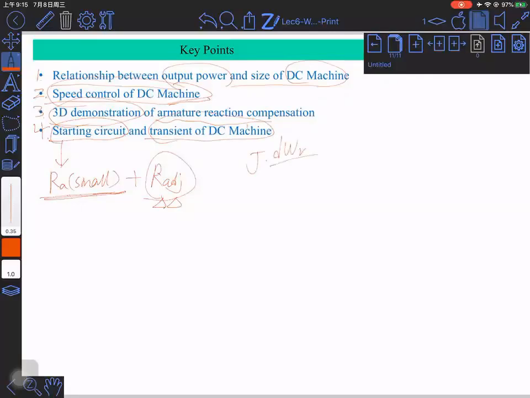For the transient of the DC machine, we basically look at the rate of change of the rotor speed, and the rate of change is equivalent to the developed torque subtracting the load torque. We try to solve the first-order differential equation when we have nearly zero load torque, and subsequently we find the exponential expressions of both the armature current and the speed.